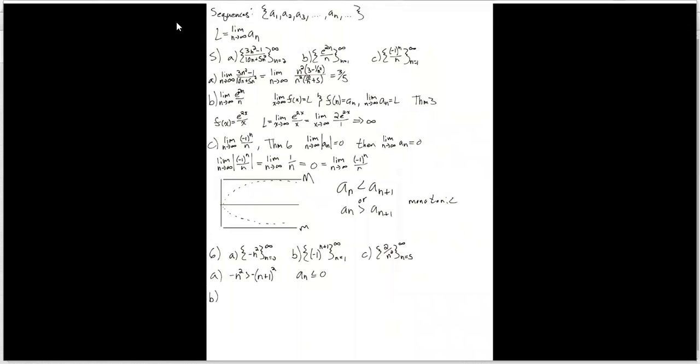So now for B, we're going from negative 1 to 1 to negative 1 to 1. So it kind of looks like something like this. We're just going back and forth, right? And up here we have capital M, and down here we have lowercase m. So we are bounded, but we don't have monotonically increasing or decreasing because it keeps going back and forth.